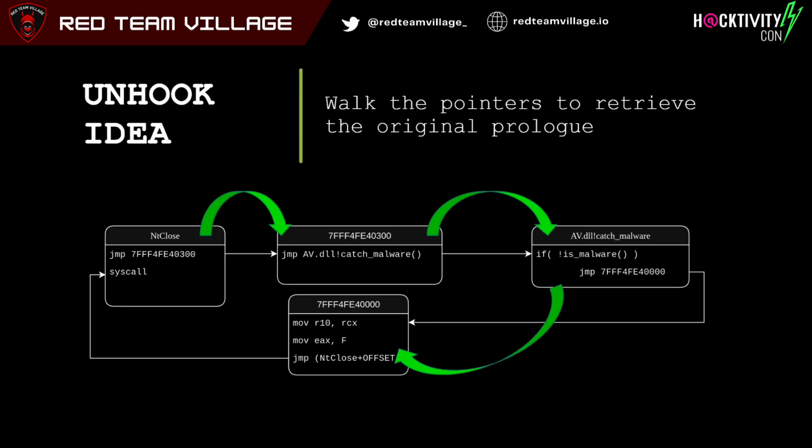So, let's see the idea behind Whisper to Shout using a scheme. To retrieve the stub containing the prologue, we have to walk the pointers. So, once we have identified the original function prologue, we could just copy it, overriding the jump set by the AV to hook.